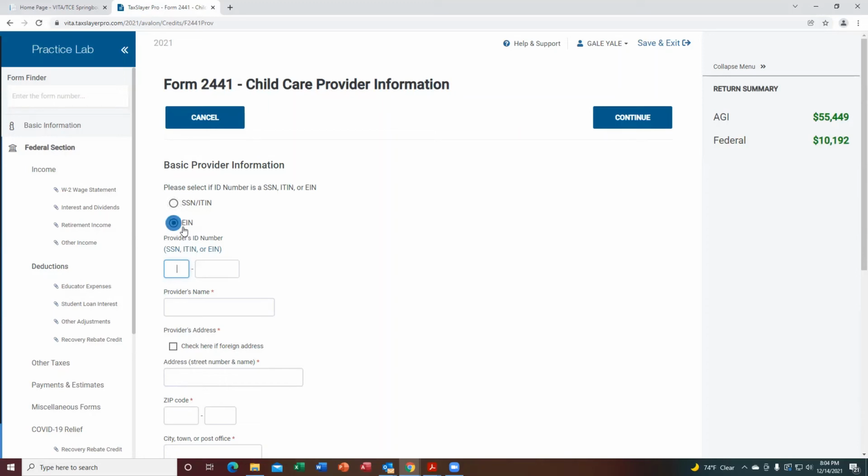And of course, if it's a daycare facility, then you have the EIN number, which in this case they provided on the notes. So I'm going to take the information from the notes.